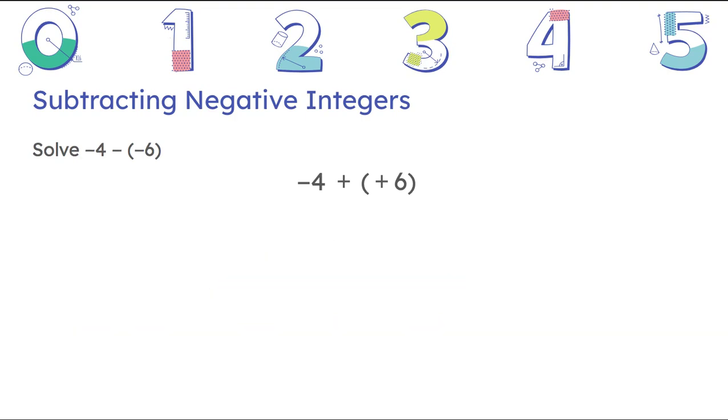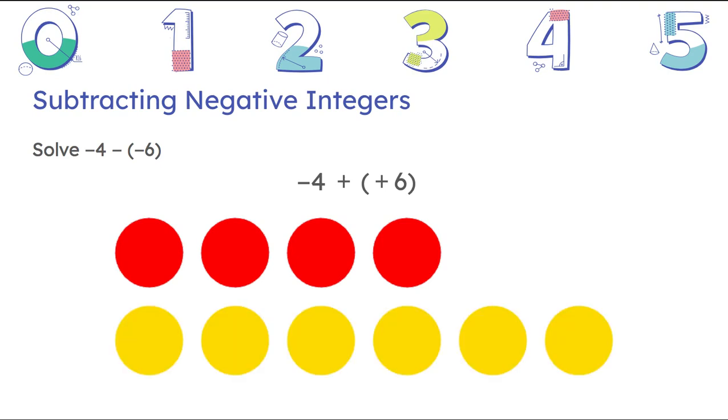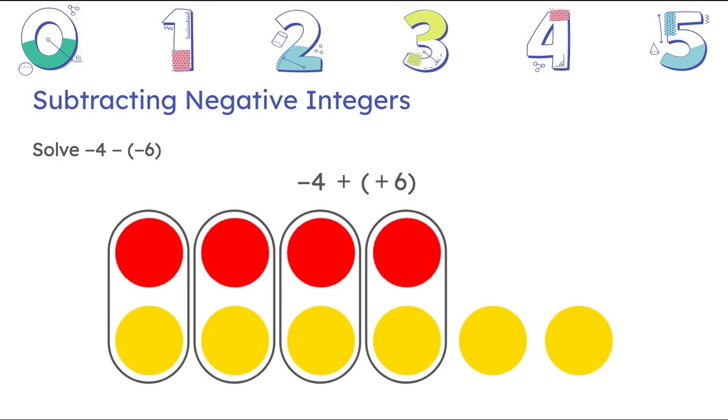Let's model it again using counters. Again, let's look at the first part of the expression, -4. We'll place 4 red counters to model -4. Next, we see the expression tells us to add +6, so we'll add 6 yellow counters to show we are adding +6 to our -4. Now we just need to locate the 0 pairs and see what's left to solve this expression. And once we've identified and discarded our 0 pairs, we see that we are left with 2 yellow counters, which represents +2. So we've got the same solution to this expression using counters as we did on the number line, which is good because if we got a different solution, we know we went wrong somewhere.